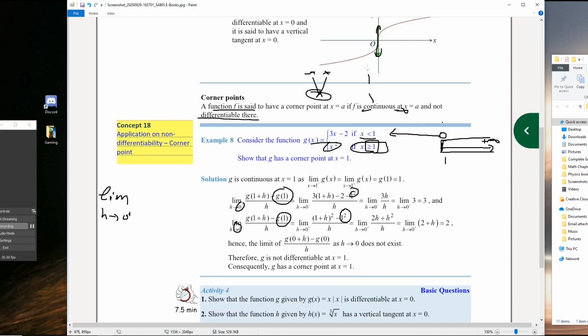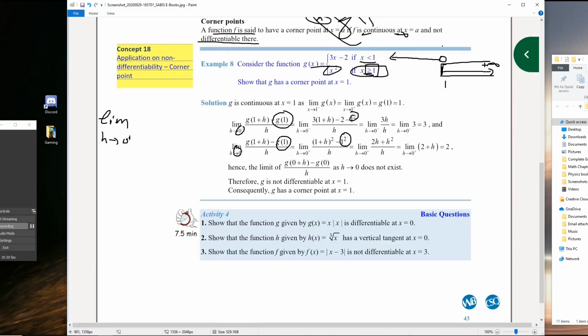No matter how many pieces you have, and no matter how many left-hand, right-hand derivatives you're doing in that one part, as long as you're talking about a point that's defined, you're always going to be using that point. So it's always the same value here. The only thing that changes is this, and then from there you get different values. Here you get 3, here you get 2. That makes it a corner point, because the limit of this as h approaches 0 does not exist. Why? Because the left-hand derivative is not equal to the right-hand derivative, signaling that there's a sudden shift in slopes. So definitely it has a corner point. It's not differentiable at that point.